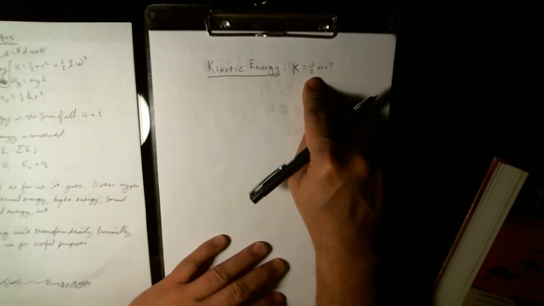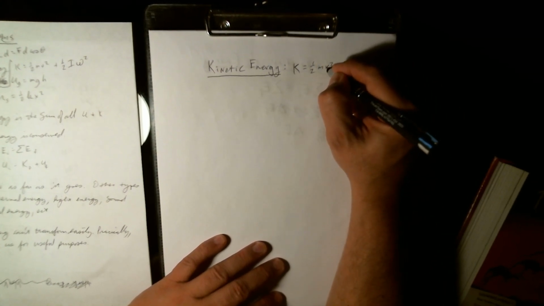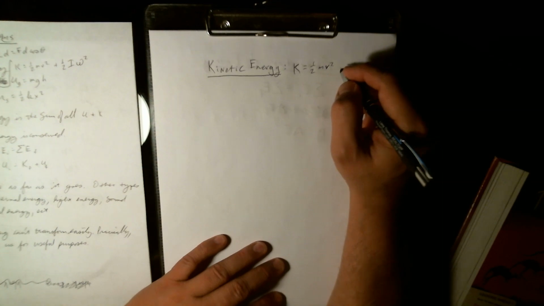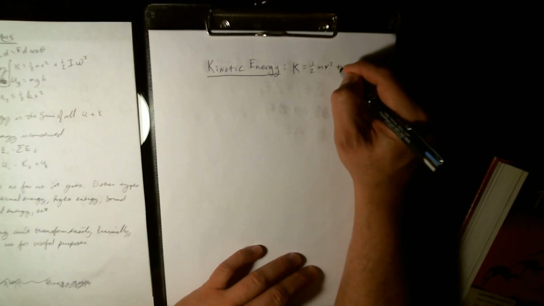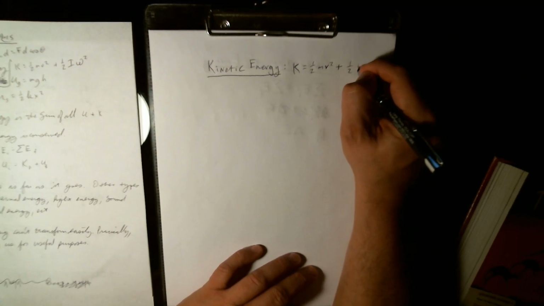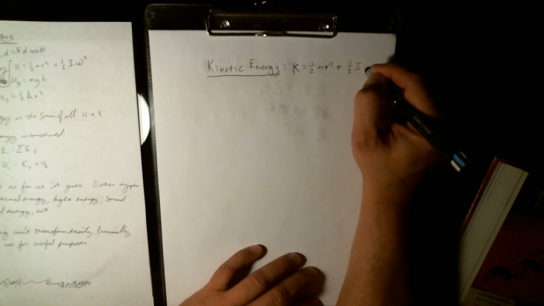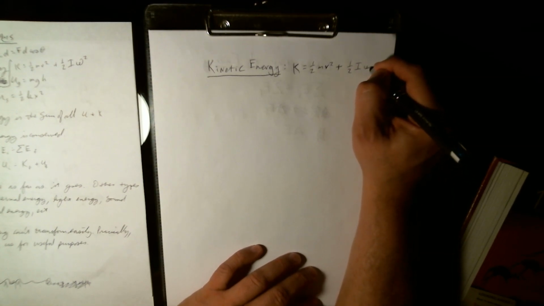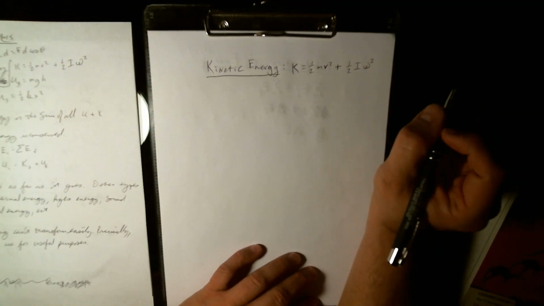But of course, as we learned last year, objects can also rotate, they can go in circles. And so the kinetic energy associated with rotation is 1/2 times the moment of inertia, which is the rotational mass, multiplied by the angular velocity squared.